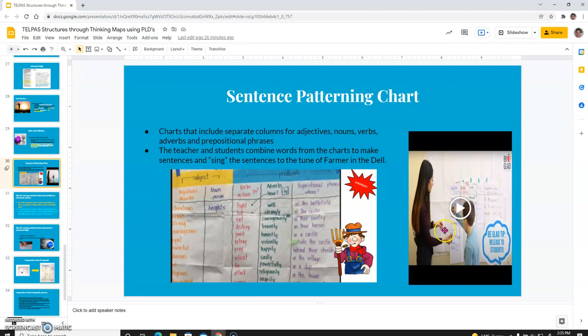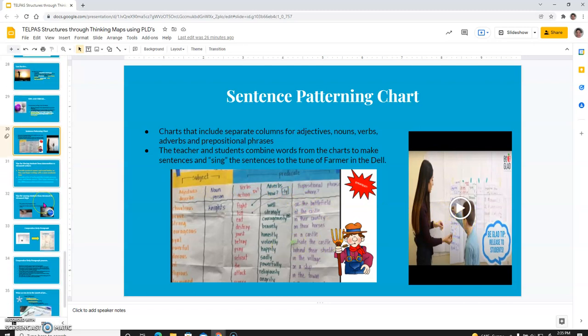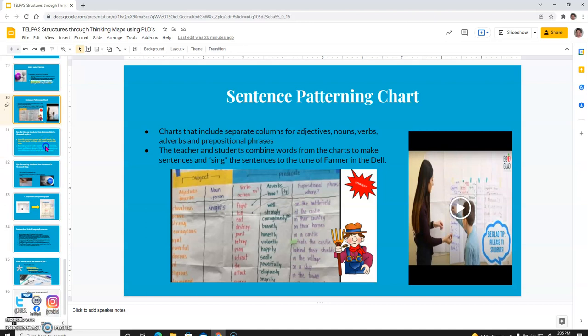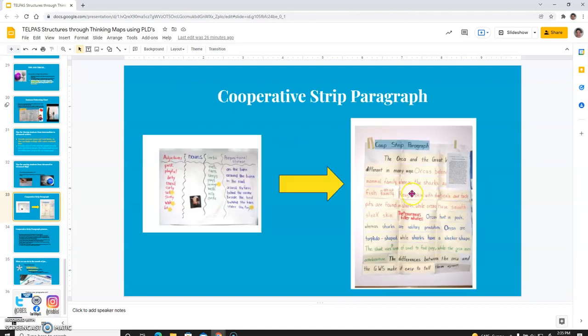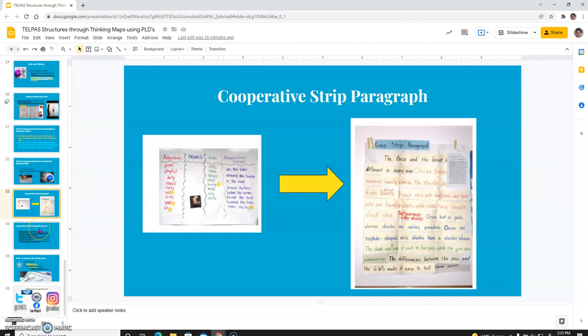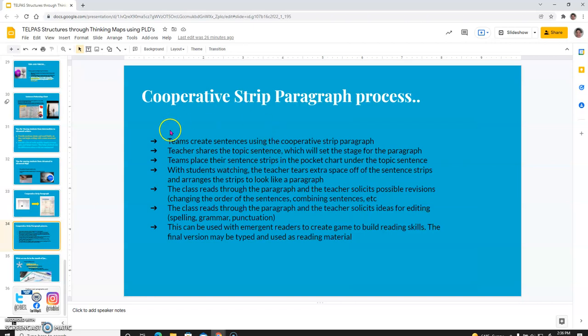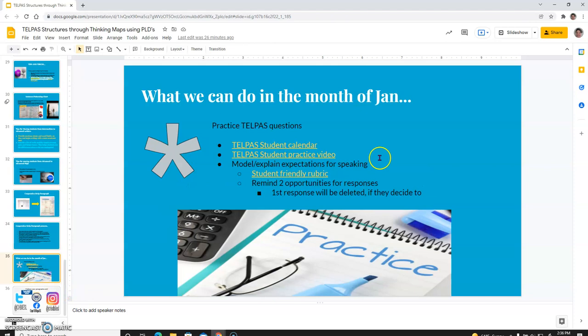I included some of the videos so that they have something to go back to. There is a video on this cooperative strip paragraph. So if you guys need a better understanding of what that is about, feel free to look up that link. But ultimately, I did include what that process is like, and I included with them in the training the student calendar.